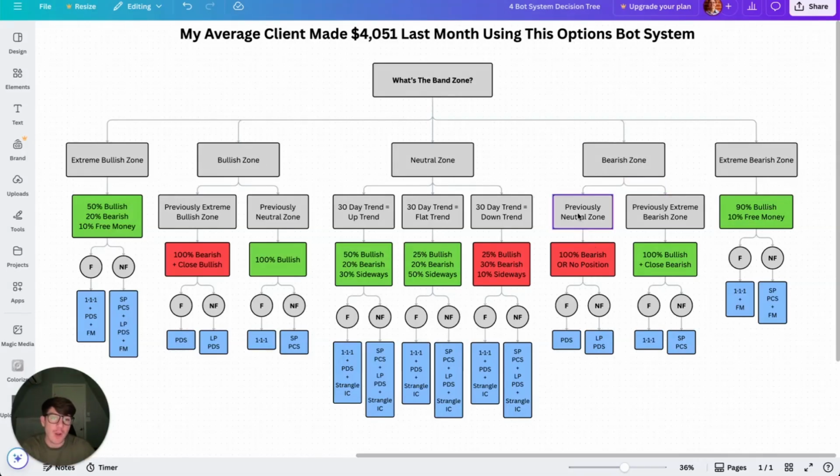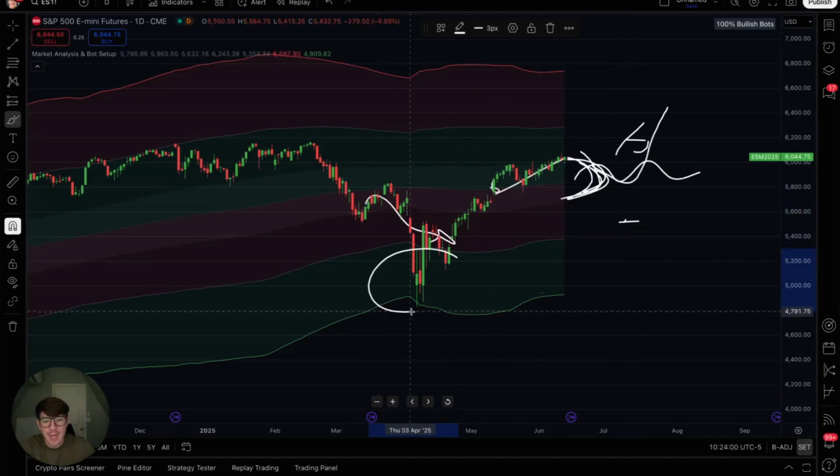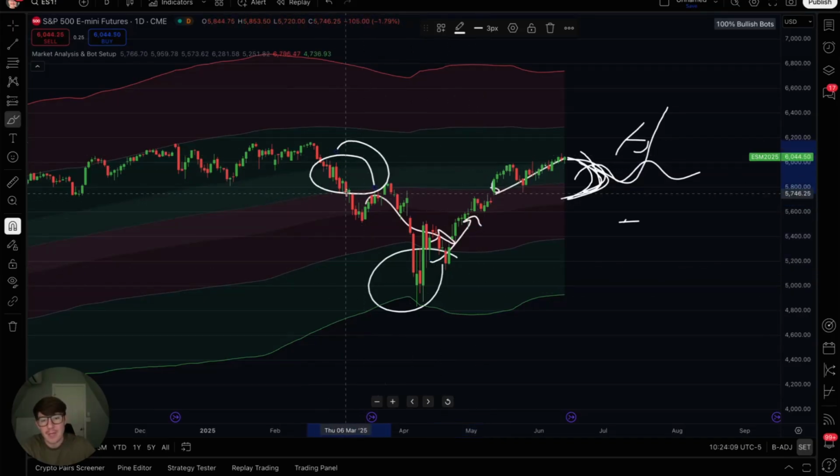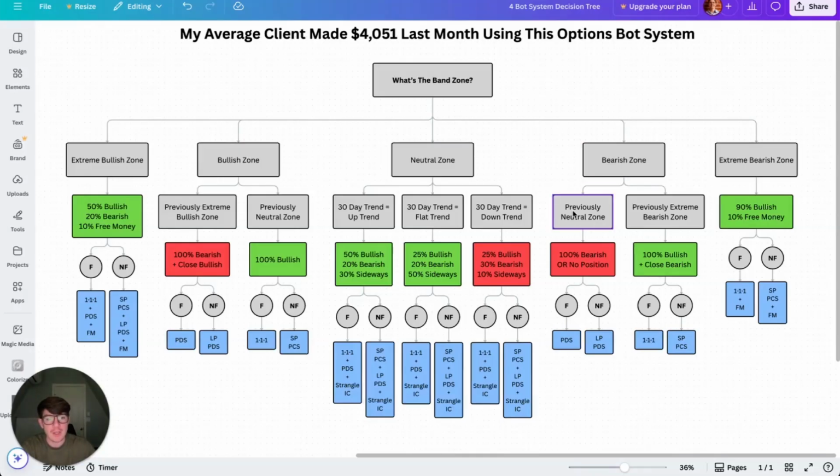And so you can see right here, previously neutral zone, previously extreme zone. So if it previously came from the extreme zone and now bouncing up, we're obviously going to be 100% bullish because the market is rebounding. Now, if we came from up here and we're going down, obviously the market is continuing the downtrend. So that's where we're going to play the 100% bearish. So you can see previously neutral, we're playing a 100% bearish. If you don't want to play bearish trades, you can just be no position. That's still a lot safer than being in a bullish at this point.